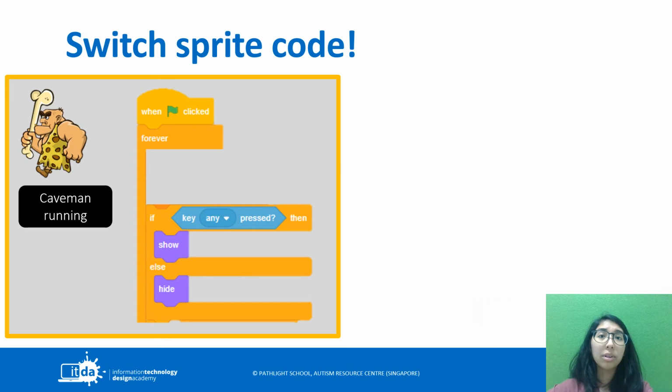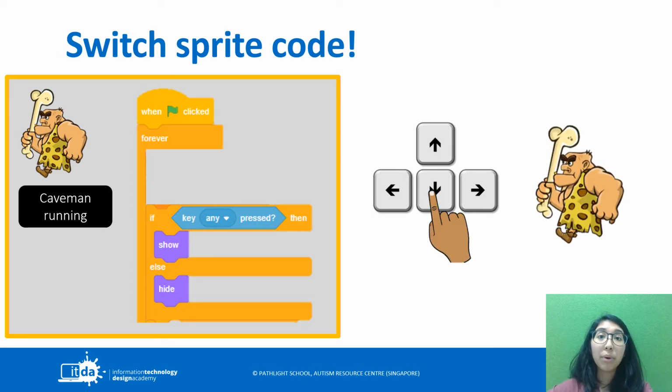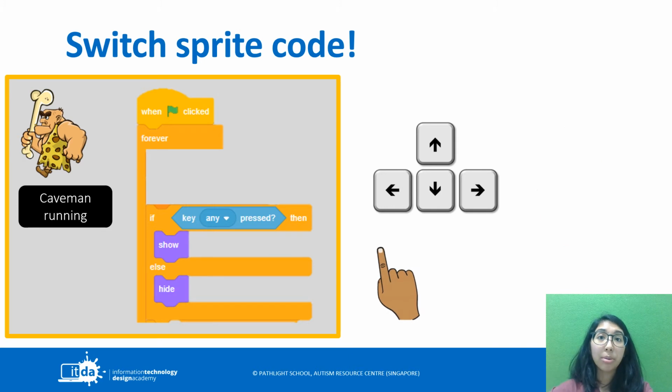I'm going to go through the running sprite first. For the running sprite, we're going to use this code. When green flag clicked, forever, if any key pressed, show. So that means if I press any key, I should see the running sprite. Else, if I do not press any key, if I let go of my hand, my sprite should hide itself. Okay, so this is for the running sprite.